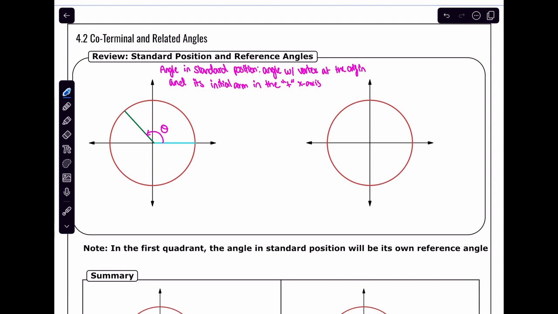Now, let's write our reference angle definition. The reference angle is the acute angle, so less than 90 degrees, between the terminal arm and the x-axis. So on the left, our reference angle is this angle here, and we'll denote it as beta.